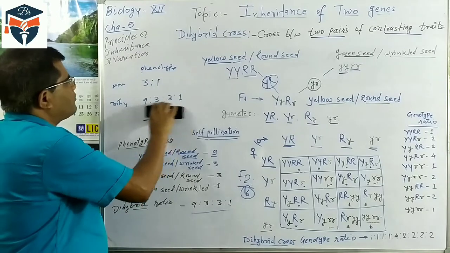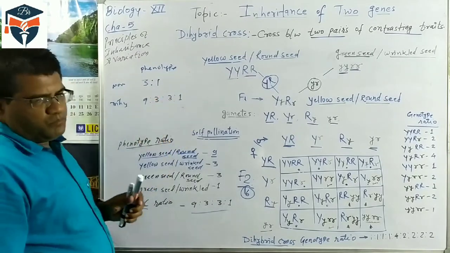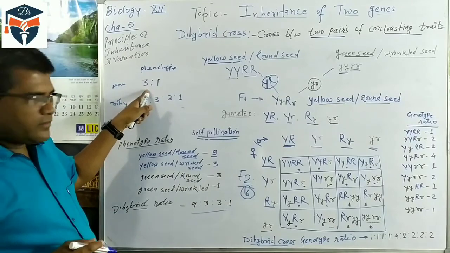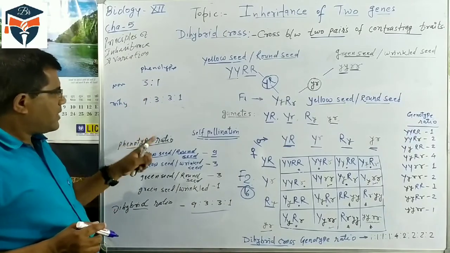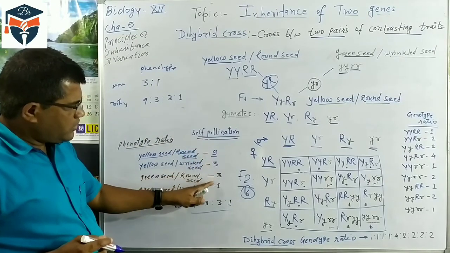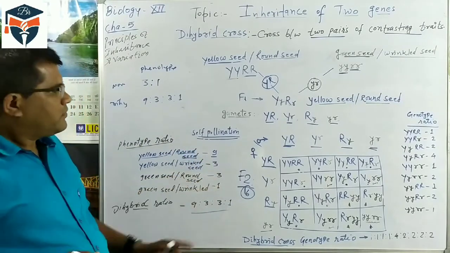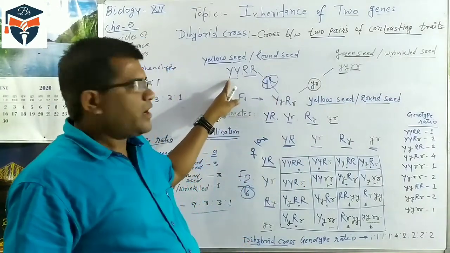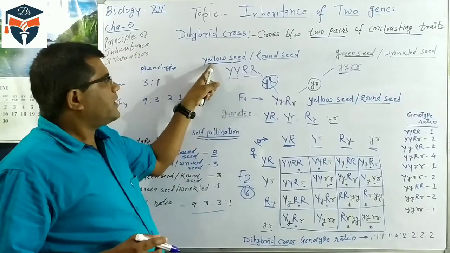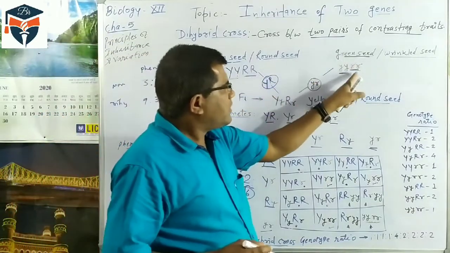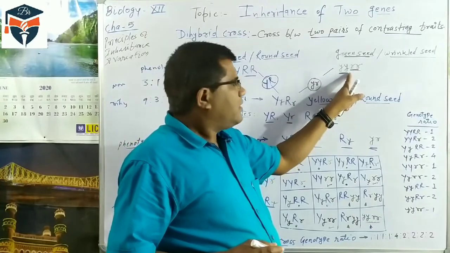But you must remember: phenotypic ratio in monohybrid cross is 3:1, and in dihybrid cross the ratio is 9:3:3:1. This one is by the chart. And this type of any genotype you can take. So if it is a dominant character, you should write the capital letter. If it is a recessive trait, then you should write the small letter.